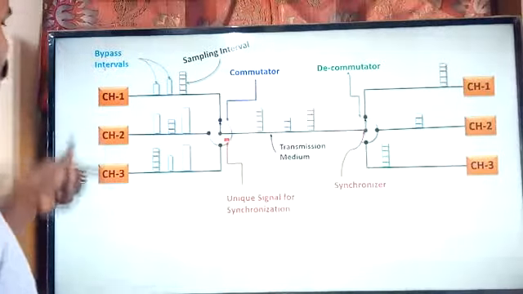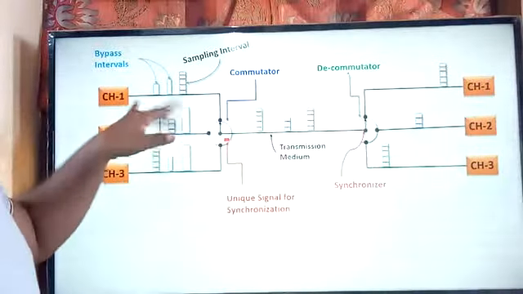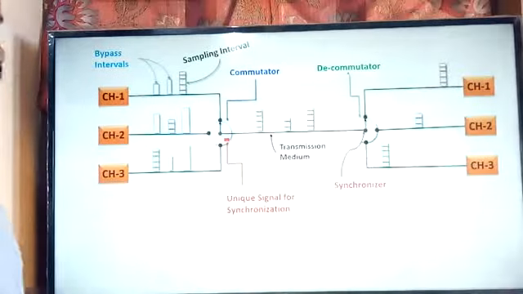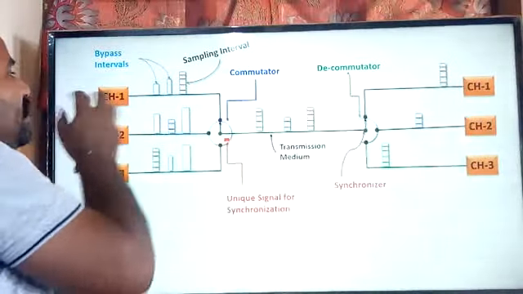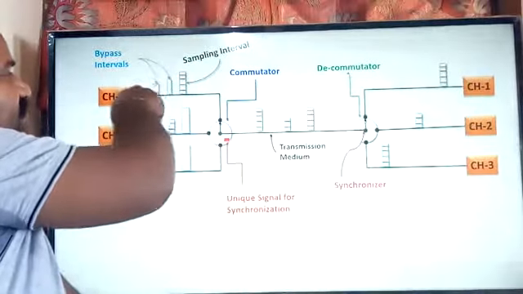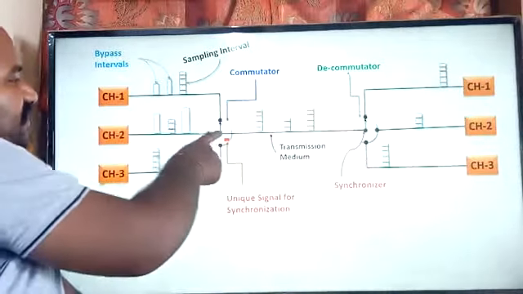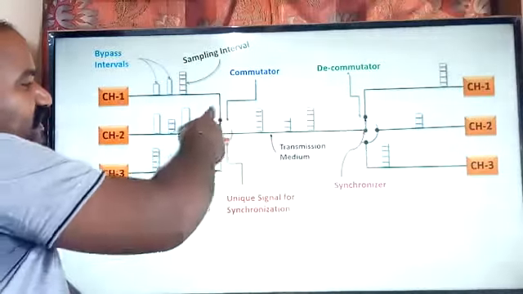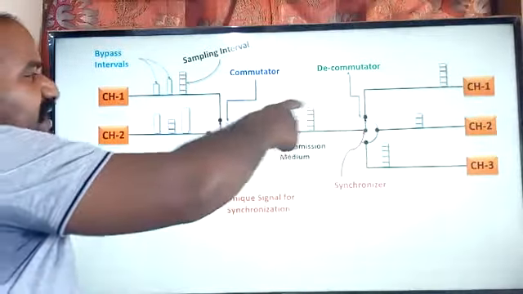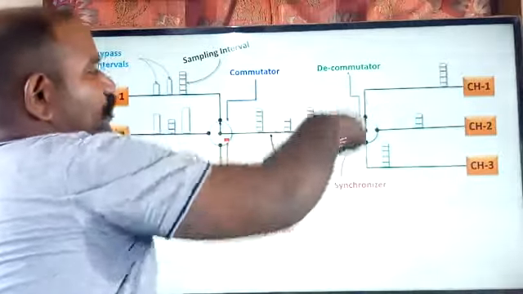If I have three channels, let us suppose three channels are there, they need to be transferred through the communication path. Then I'm going to have three time periods. This block is called a commutator, and this block is called a decommutator.